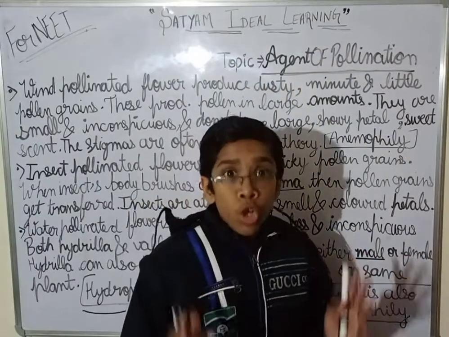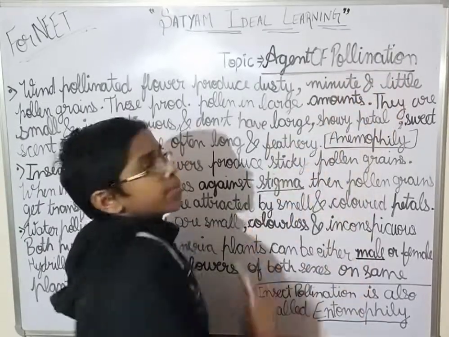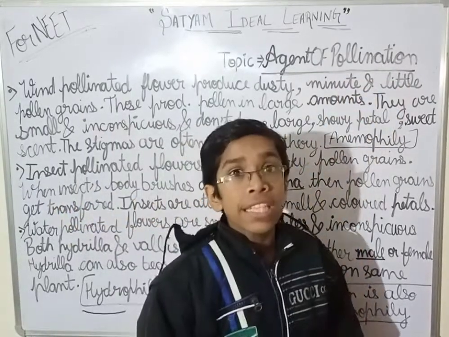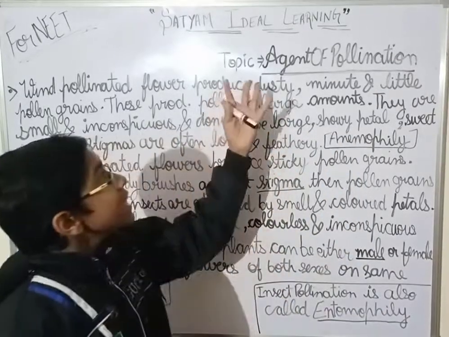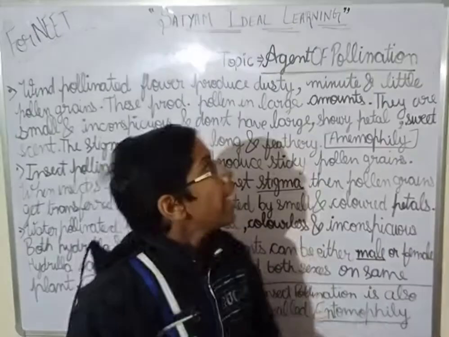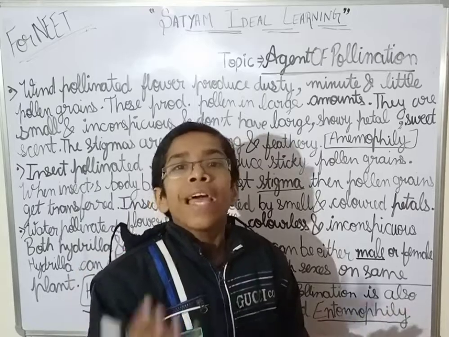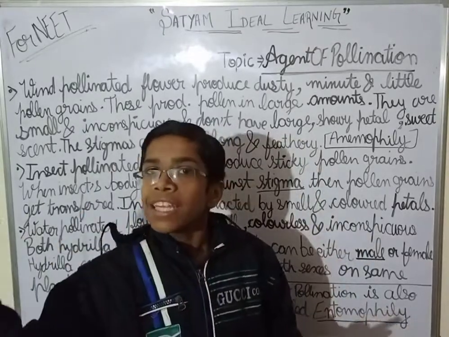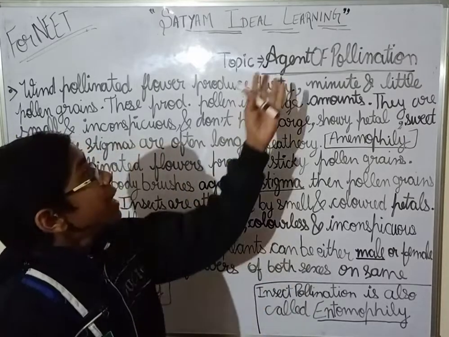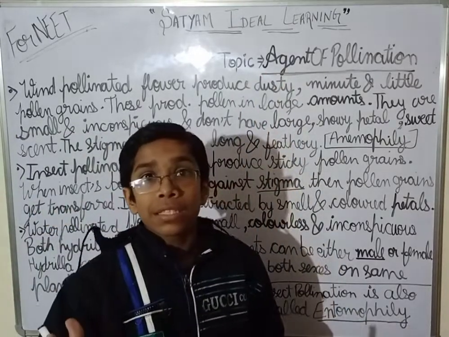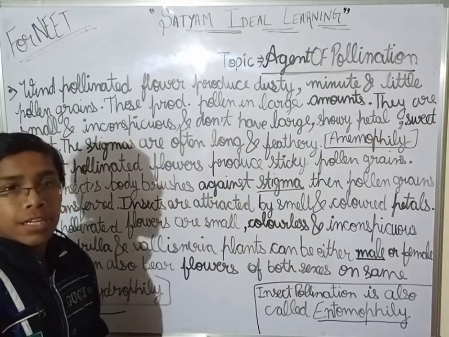Our today's topic is agents of pollination. Agent means helper, and pollination is the transfer of pollen grains from the anther to the stigma. So, what are the agents? Agents are the helpers that help in pollination. We will be discussing that.